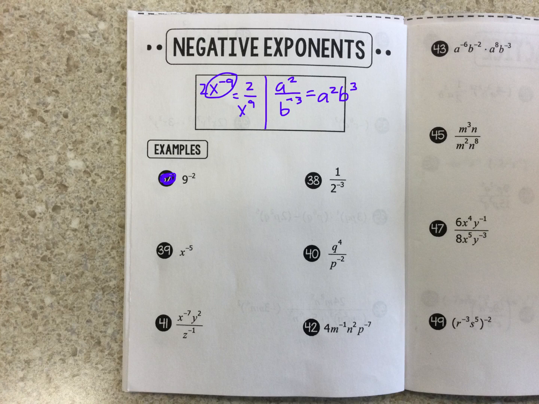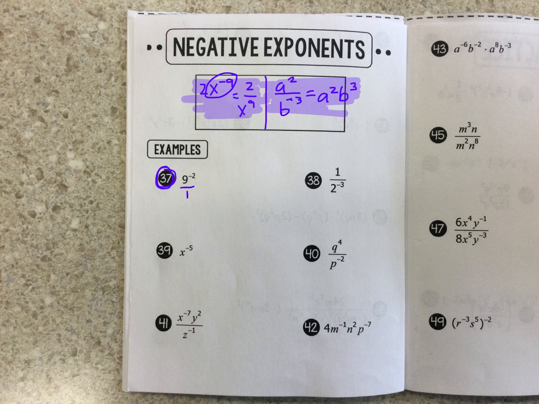Find number 37 in your book, the page that starts number 37, and copy down our example right here that we just went over from the front page. Once you have that, we will answer these.